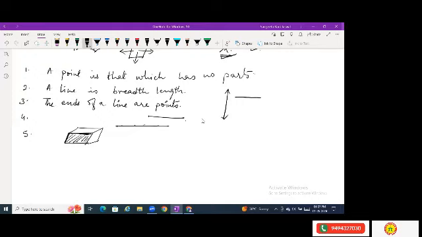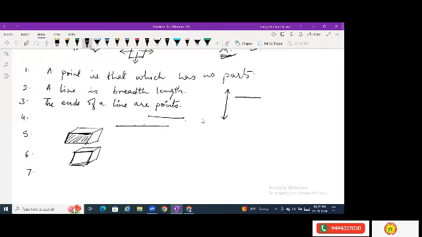Then we say the edges of the surface are lines. Of course, now this point also says that the edges of the surface. Now this is the surface. Now edges means these corners. The edges of the surface are lines. They are actually lines. Is it? Yes. So these things don't need any explanation. Just by looking at the things you can make out.